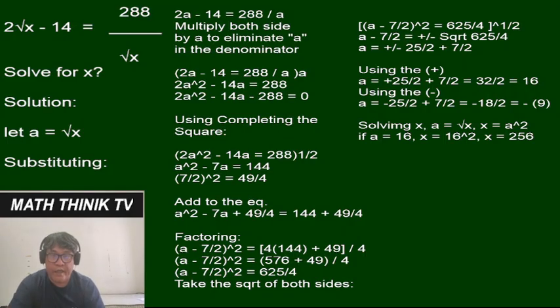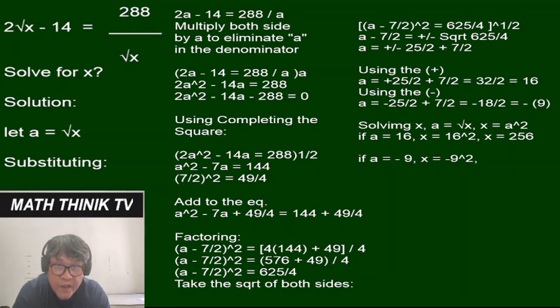Yes, 256. So that is our value of x. The other one is, if a is -9, no, therefore x is equal to (-9) squared, okay, or x is 81. Correct?